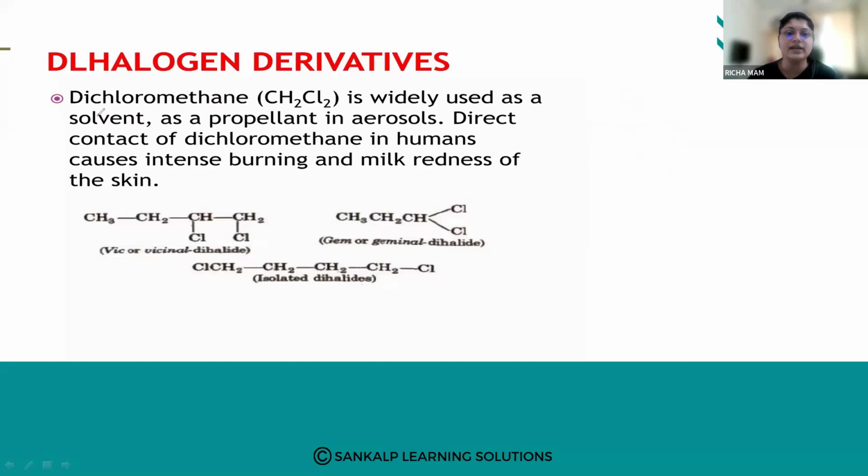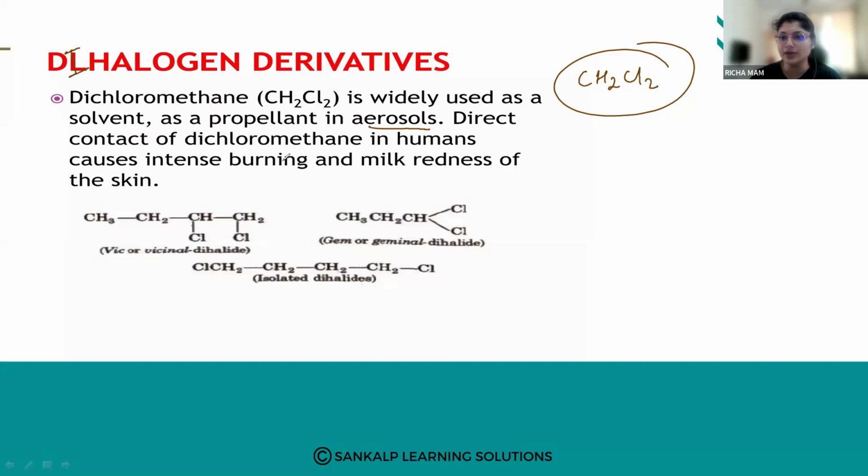So the first one is dichloromethane. Dichloromethane is an example of a dihalogen derivative. Dichloromethane is widely used as a solvent. It is used as a propellant in aerosols. Direct contact of dichloromethane with humans causes intense burning and mild redness of the skin.